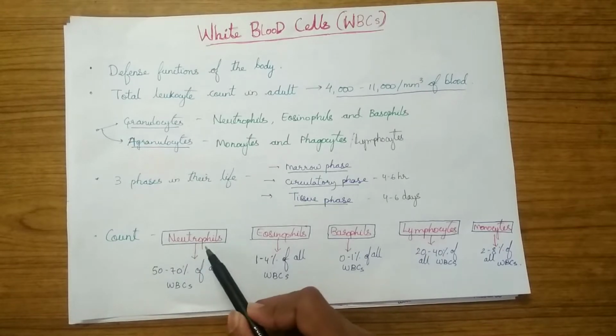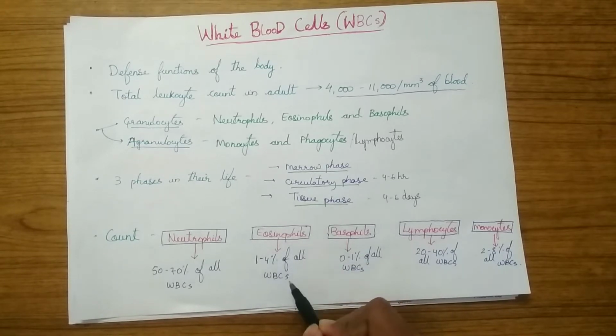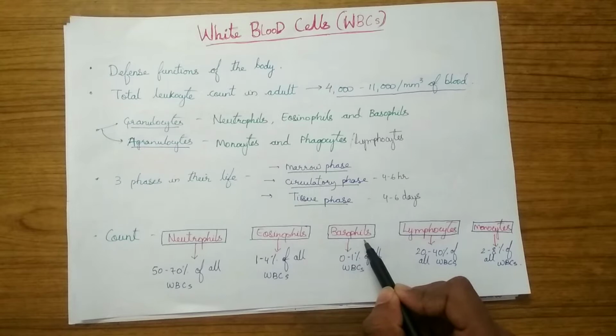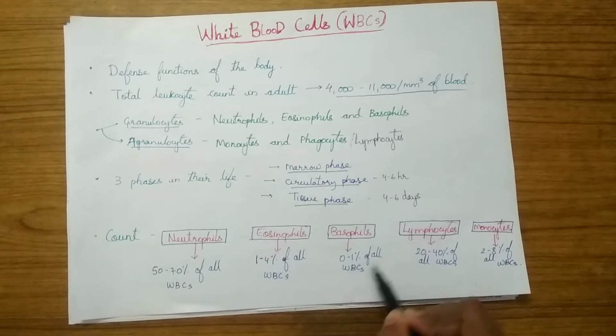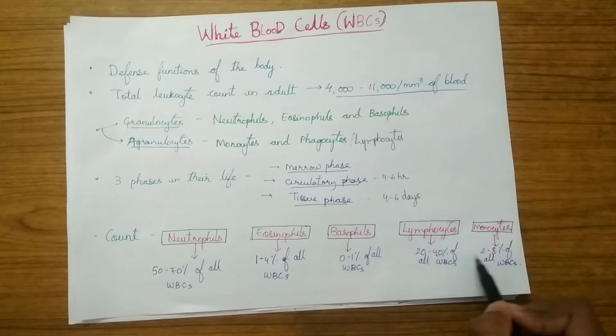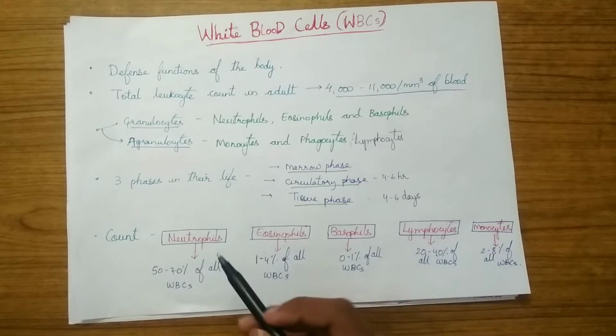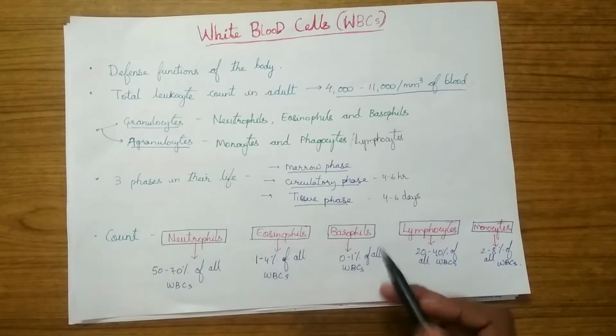Count. Neutrophils make up 50 to 70% of all WBCs. Eosinophils make up 1 to 4% of all WBCs. Basophils make up 0 to 1% of all WBCs. Lymphocytes make up 20 to 40% of all WBCs. And monocytes make up 2 to 8% of all WBCs. So from this we can say that neutrophils are the major portion of the total WBCs, and basophils are the least. So now let's talk about the neutrophil.